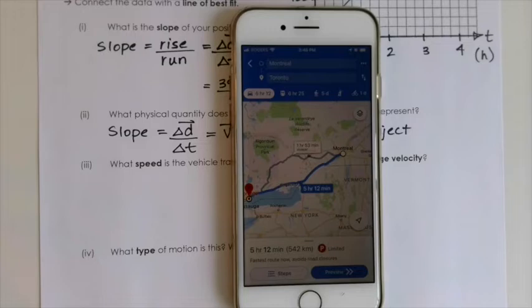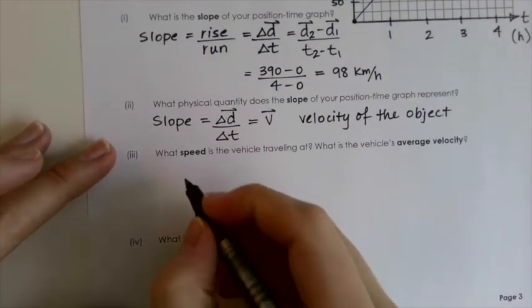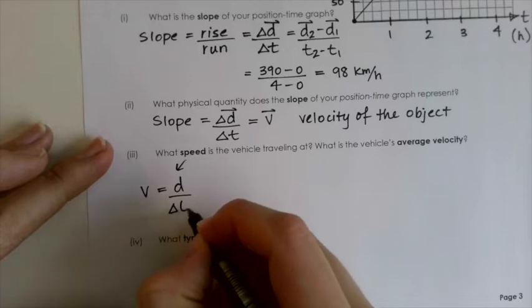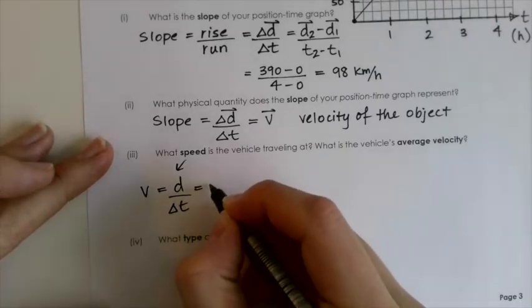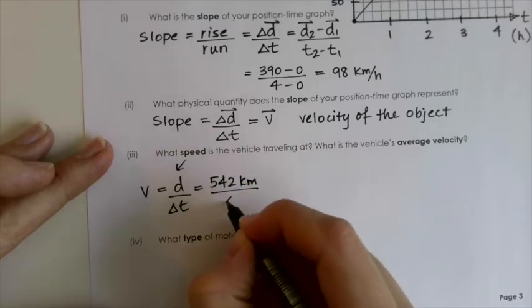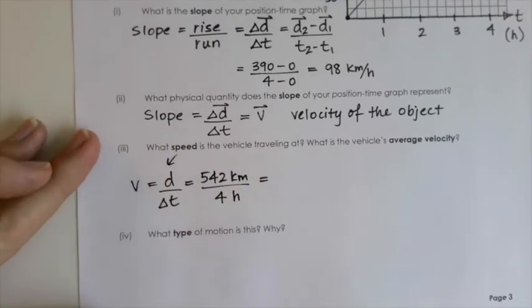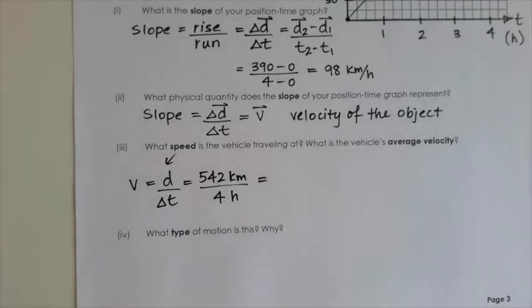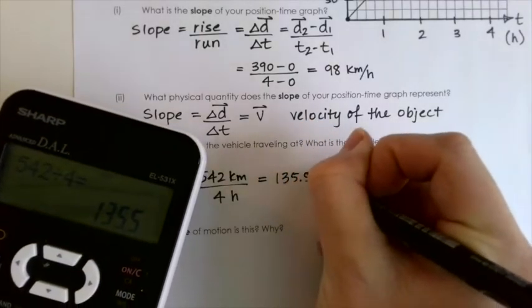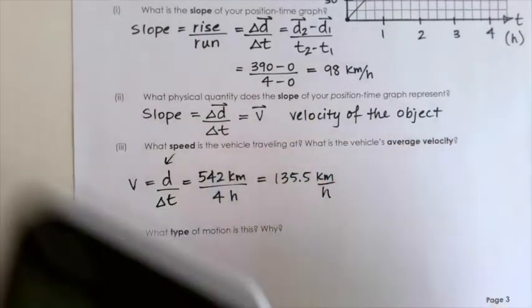If you were driving from Montreal to Toronto, you would have covered 542 kilometers. So your speed, V, equals distance traveled per unit time, which is 542 kilometers, and you did it in 4 hours. We can calculate this: 135.5 kilometers per hour.